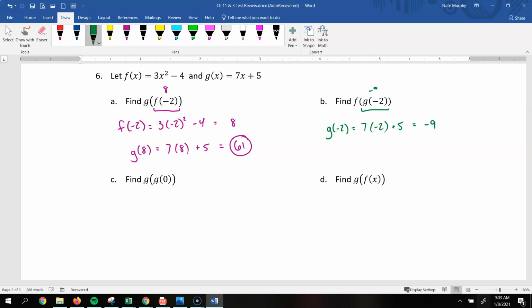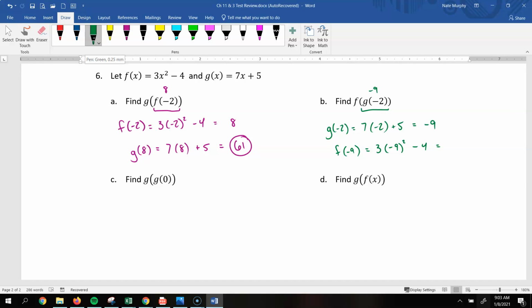So that means that this piece here is -9. So now we're going to put -9 inside of function f. Function f, remember, says to take the input, which is -9, square it, multiply that times 3, and then subtract 4. So -9 squared is 81, positive 81.